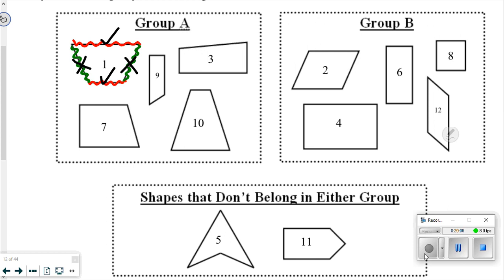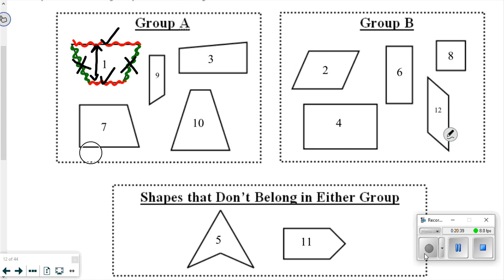Of the shapes in group A, each should have had 2 check marks per shape, meaning that there is one pair. This one and this one. So far, so good. Show me with your arms. Look at shape number 7. Make your arms the parallel sides. Show me in the air. What do the arms look like?